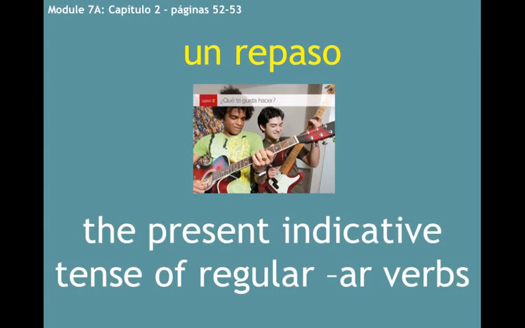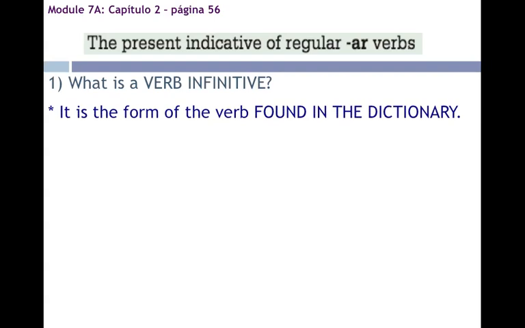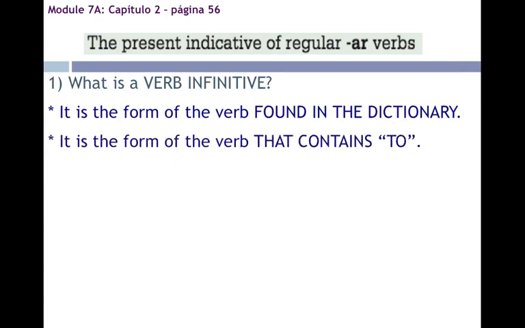Vamos al repaso, the present indicative tense of regular AR verbs. Let's see what you remember. First of all, what is a verb infinitive? I'll give you a little clue. This is a book that has lots of words in it. It's the form of the verb found in the dictionary. Another clue, what little word do all verb infinitives include in their translation? It's the form of the verb that contains to.